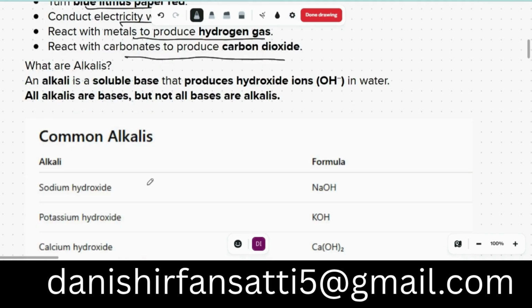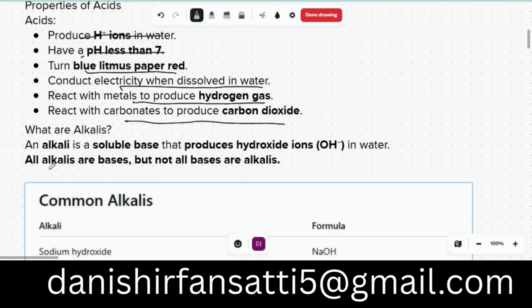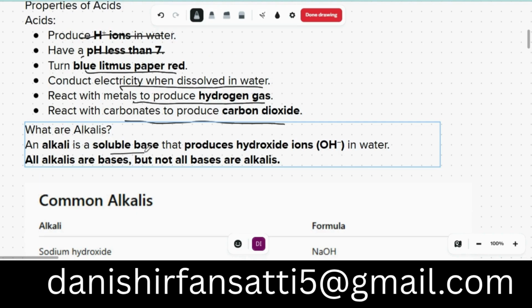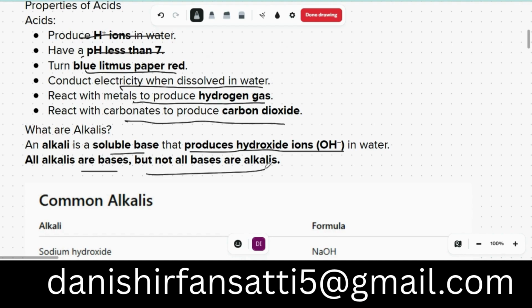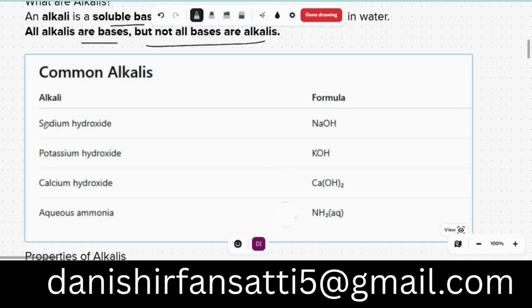Now we are going to talk about what an alkali is. An alkali is a soluble base that produces OH- ions in water. All alkalis are bases, but not all bases are alkalis. For example, sodium hydroxide, NaOH, is an alkali. Potassium hydroxide is an alkali. Most of the hydroxides are alkalis.